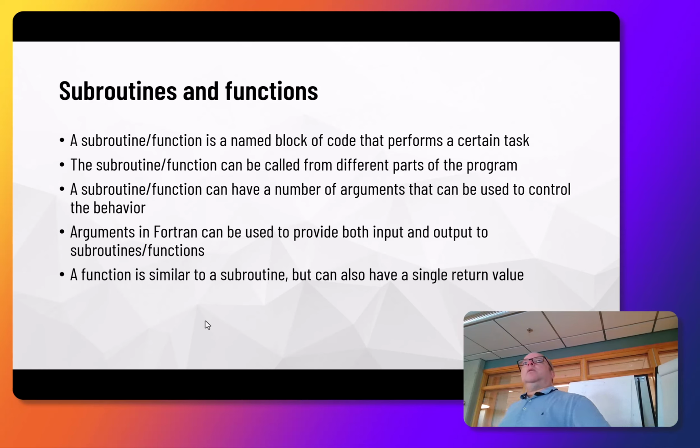Then we can divide up our code into subroutines and functions. A subroutine or function is a named block of code that performs a certain task, and you can call these from different parts of your program. You can also have multiple arguments. We have done this in Python already, so it's very similar. Arguments in Fortran can be used to provide both input and output to subroutines and functions.